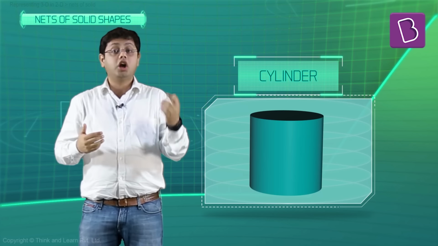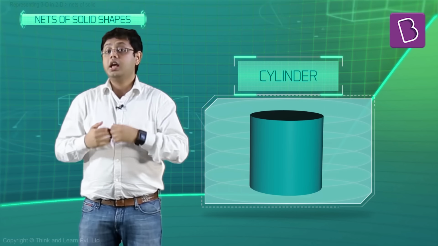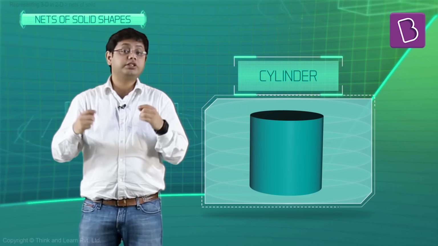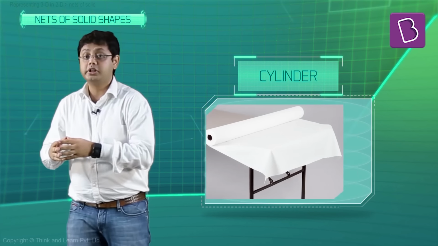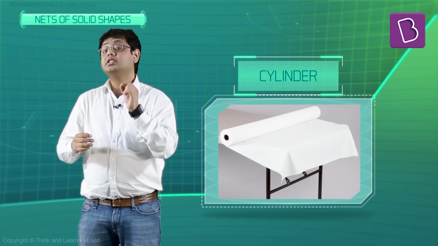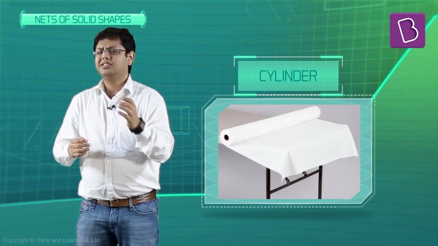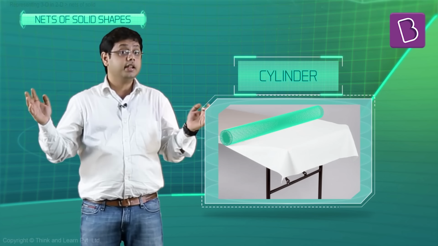I'm sure you've gone to a wedding feast, haven't you? In the traditional marriages, have you seen attendants unroll papers to cover the table? What is the shape of the paper roll? That's simple, right? It's a cylinder.